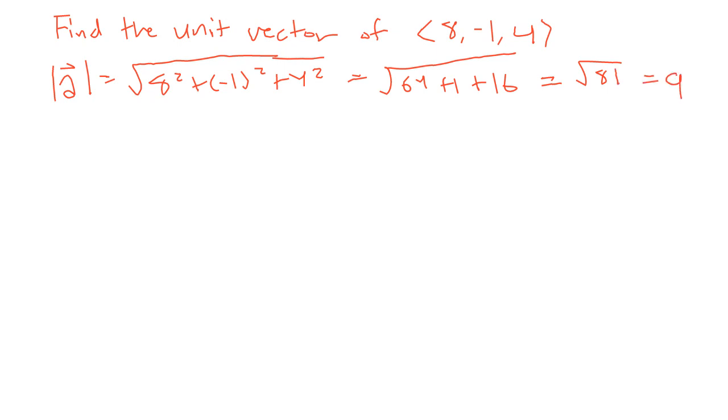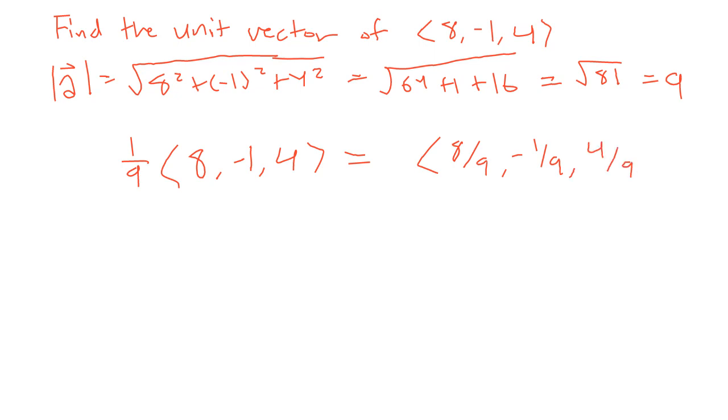So what we just have to do now is use a scalar to multiply 1/9 times 8, negative 1, 4, which gives us 8/9, negative 1/9, and 4/9.